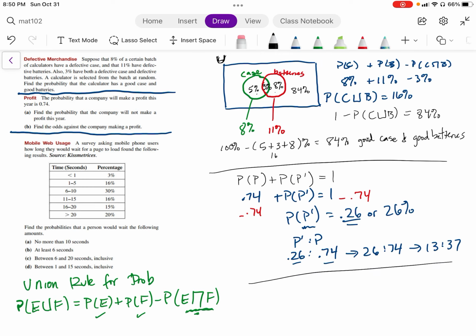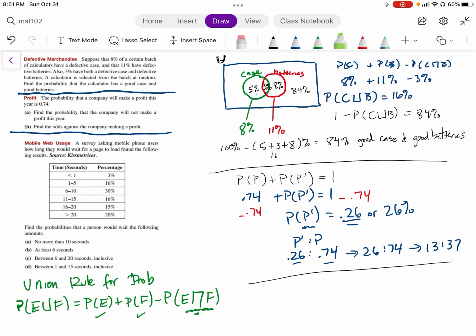This last one. Now we have this chart, and it's a survey with these different percentages of how long people answered that they would wait for a page to load. All right, so less than a second, they are impatient, 3%. Right, 1 to 5 seconds, 16, and then it goes on from there. Find the probability that a person would wait the following amounts, no more than 10.